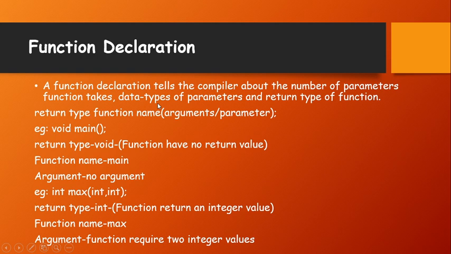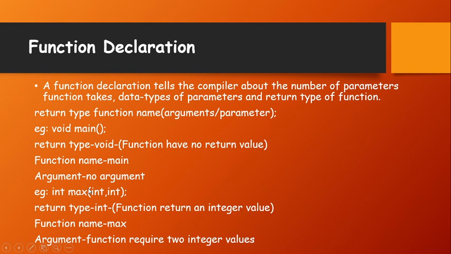Okay, we'll check an example. Void main. This is a very familiar function that we have been using nowadays. So in this case, return type is void. Function name is main, and we are not specifying any arguments here. So this main function is not taking any input values. After completing the function, it is not returning any value. That's the meaning of void main.